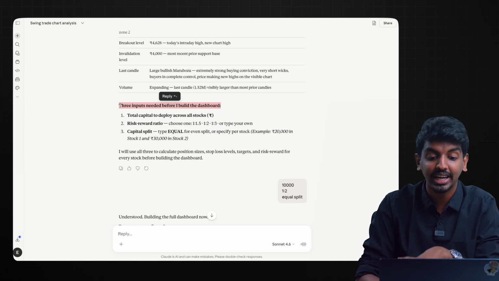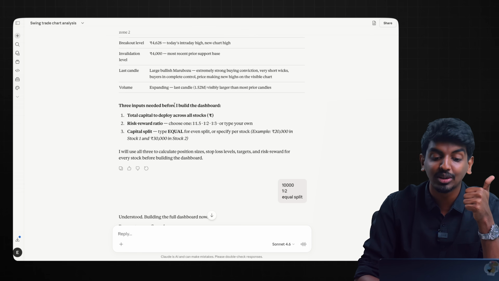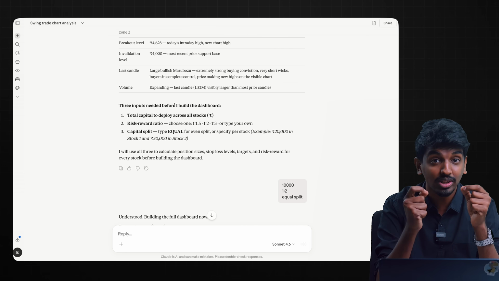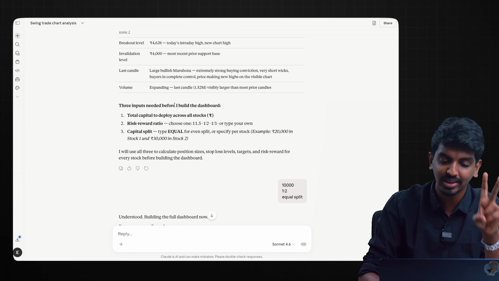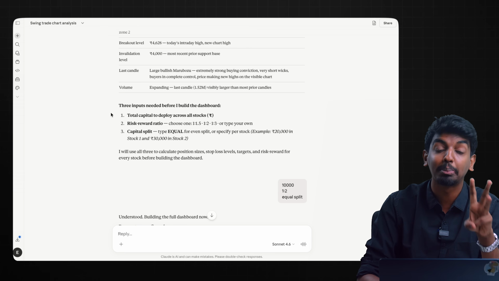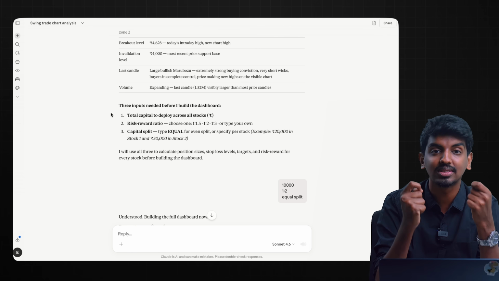Three inputs are needed before I build the dashboard. What is the first input here? Total capital to deploy across all stocks. What is the money that you're going to put across all stocks combined? What is the risk to reward ratio? What is your capital split? Are you going for an equal capital split or are you looking for some other version?